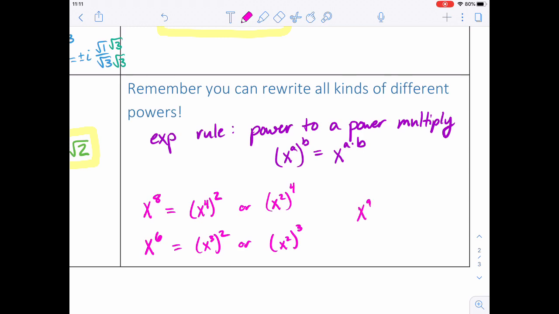We could do this with all kinds of different powers. x to the 9th is x cubed cubed. Basically all we're doing is factoring 8. 8 is 4 times 2. 4 times 2, we can write it in either order.